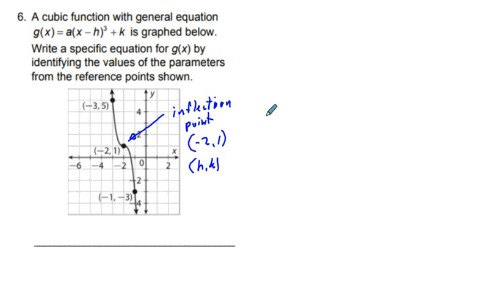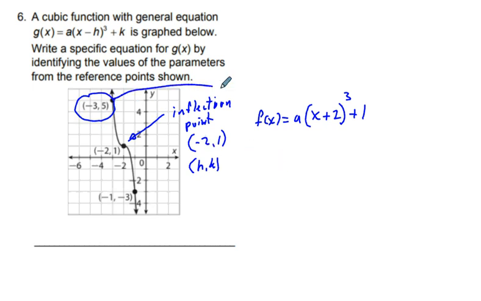So when we rewrite this function here, we're going to have f of x equals a, because we don't know that yet, times the quantity x, and we have minus -2, so we're going to put +2 here. And most of you did this quite well. And then outside we have +1. So what we have now is the inflection point, and we can use one of these other 2 points. I'm going to use this first one here, -3, 5.